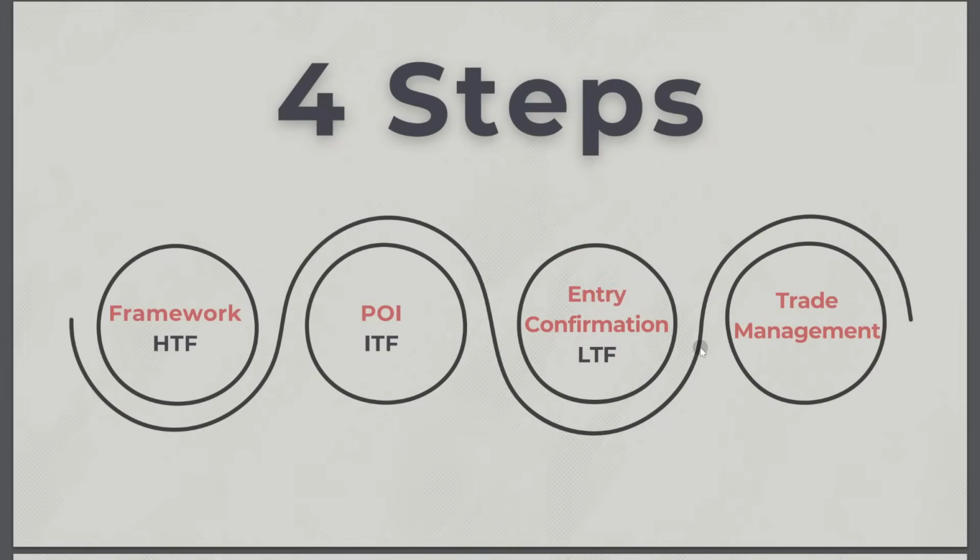So just to give a quick summary before going into the examples, we have 4 steps to follow here. The first one is identifying the framework and what is happening on the higher time frame, and then we wait for a POI to be created on the intermediate time frame. And remember that not any POI is valid until we have some confluences, including market structure shift, SMTs, and liquidity sweep inside of that POI. Then we look for an entry confirmation on the lower time frame, and I've gone over several ones. Then we go into the trade management, and then finally we let the trade play out. Hopefully it goes to the take profit.